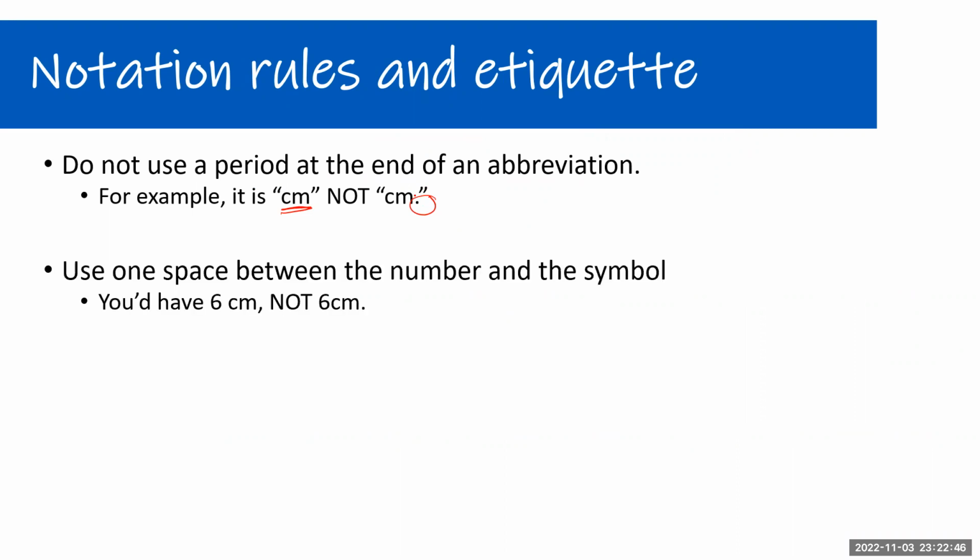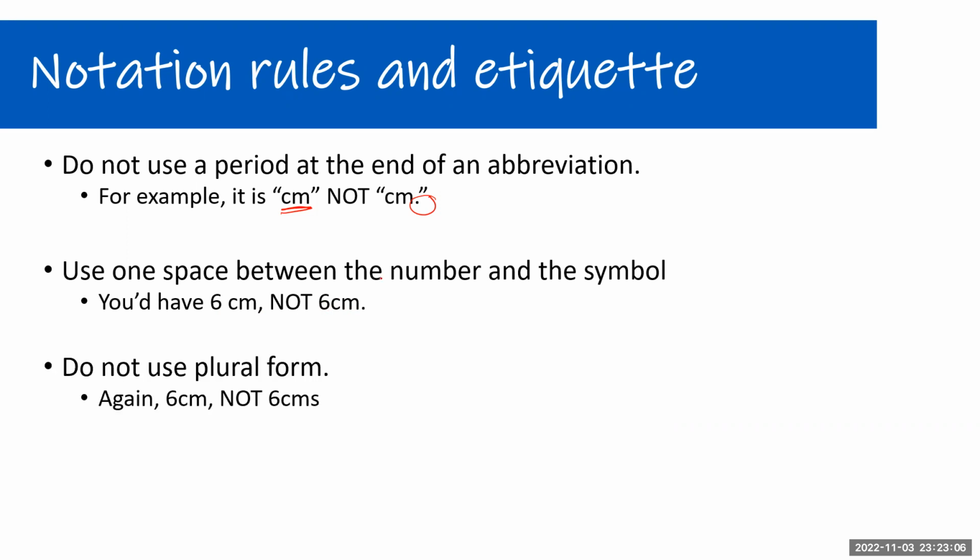We do put a space between the number and the symbol. This is the number one thing that I'm guilty of, because when I write them down, I don't tend to leave a lot of space. And so when I type, it carries over. Call me out on it if you see it. But you would have 6 space cm, not 6cm all as one word.